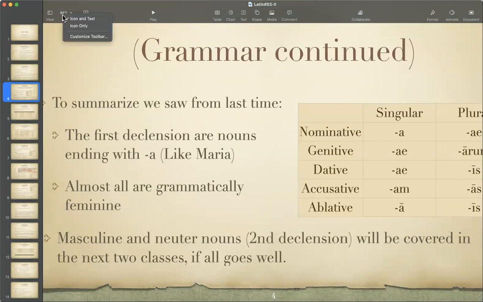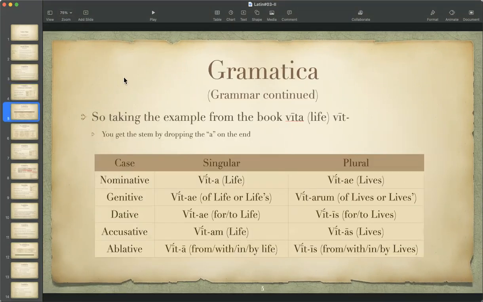which will make these less abstract. Okay, why is this zooming in all the time? There we go. I must be doing something. And I showed you this. I took the example of a word, vita. The root is vit, because the A is the nominative. And then we went through all of these.